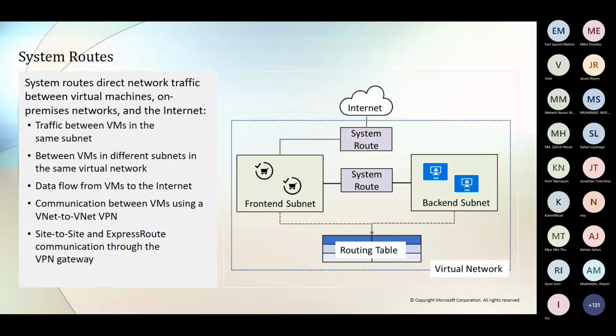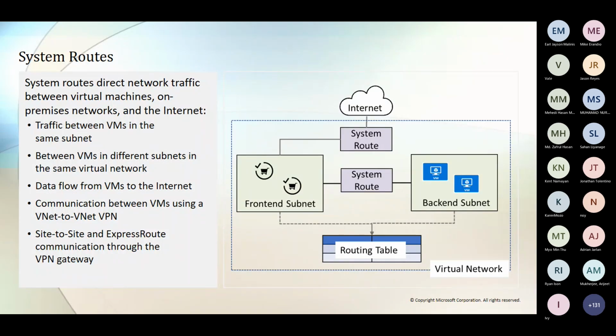What is a route? A route is the way your data goes from one subnet or one virtual network to another virtual network, or to the internet. When we create a subnet, a virtual network, or a virtual machine, Azure automatically makes a default route for them. That one is called a system route. The system route directs network traffic between virtual machines, on-premises networks, and the internet.